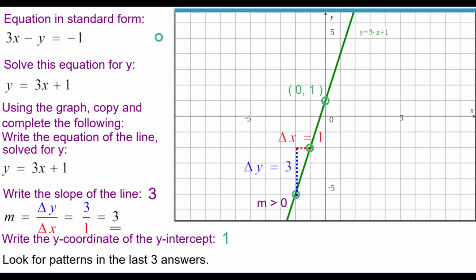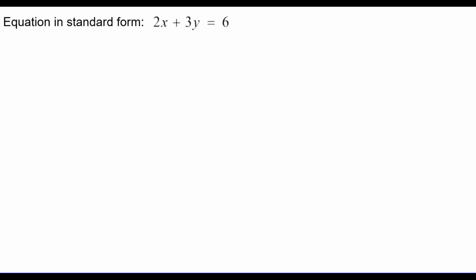So what I'd like you to do is look for patterns in these last 3 answers, and so I highlighted them so you could see that. So go see if you can find some patterns, pause to think about it, resume when you're finished. Now, before we generalize, let's look at a couple more examples. So here's another equation in standard form. I'd like you to solve this equation for y in terms of x. Pause to do that, resume when you're finished.